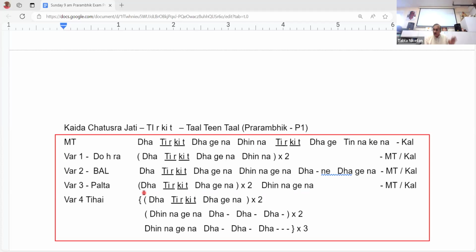धाते रकिट धागे, धाते रकिट धागे ना धिन्नागे, धाते रकिट धागे ना धिन्नाते रकिट धागे तिन्नाके, ताते रकिट ताके ना तिन्नाके, धाते रकिट धागे ना धिन्नाते रकिट धागे धिन्नाते आई, धाते रकिट धागे ना धिन्नागे ना धा धा धा, second time, third time.